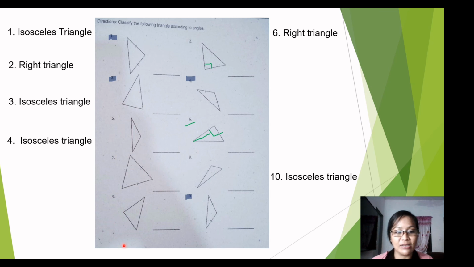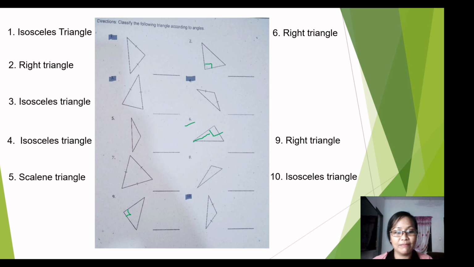Number 9 is also a right triangle. Why? Because this line and this line are perpendicular. And again, if they are perpendicular, it forms 90 degrees in here. Therefore, number 9 is also a right triangle.